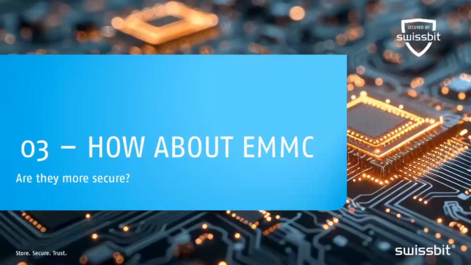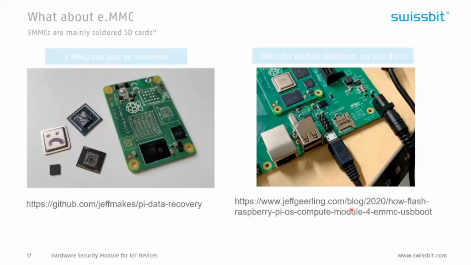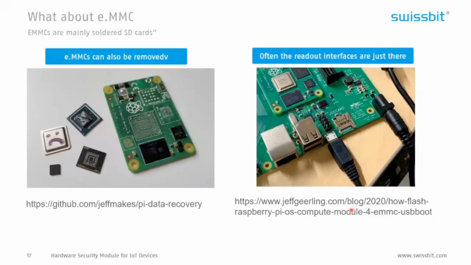So this was SD cards. Many people say, okay, but I use eMMC and they are not so easy to pull out. Yes and no. SD cards and eMMCs are more or less similar things. eMMCs cannot be taken out directly, but you can also easily desolder them. So if you have one device with reasonable assets, it's not a big thing to pull it off.